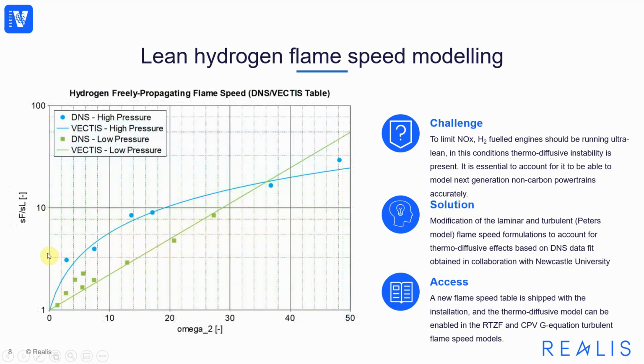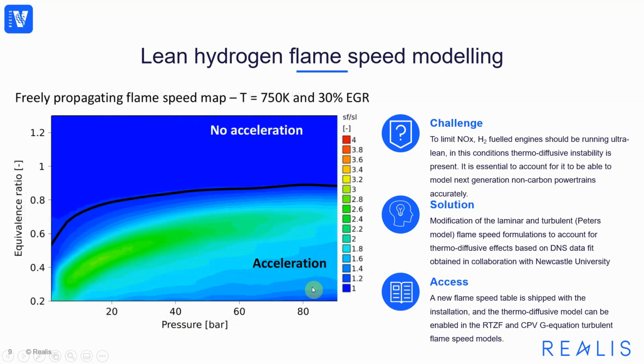Next, we can see a comparison of the laminar flame speed predicted by VECTIS against the DNS results for a range of the instability parameter. This demonstrates a very good agreement between the DNS results and the correlation used in VECTIS. The resulting map of laminar flame speed modification shows that in the unstable region, this region, the flame is accelerated compared to the usual 1D flame measurement. And this acceleration is highly nonlinear depending on the thermochemical conditions.